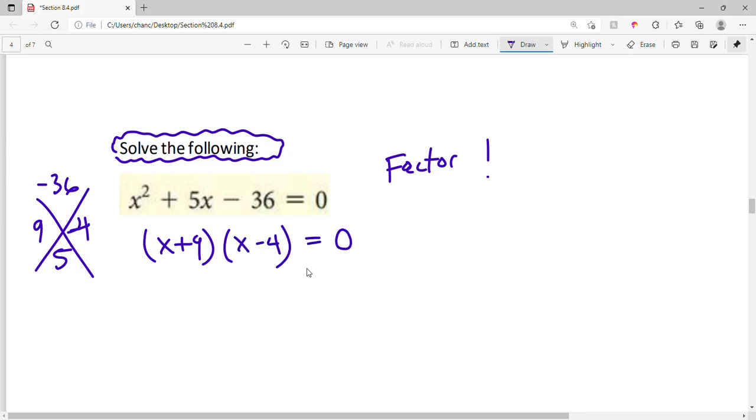Now, according to the zero factor property, if you have two numbers that multiply to get 0, you can say that one of them is 0 or the other is 0. Or it could be both being 0.